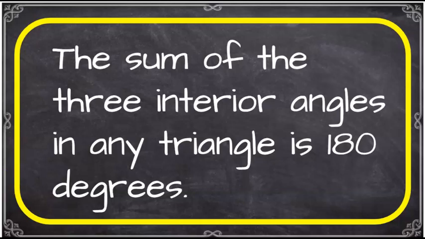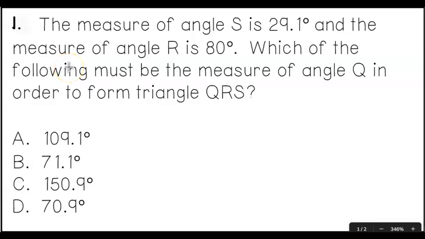The rule that we're studying with this lesson is that the sum of the three interior angles in any triangle is 180 degrees. So knowing that if we add up all the angles on the inside of the triangle, we get 180 degrees every time, we can work out problems where we know two of the angle measures and find the third angle measure.